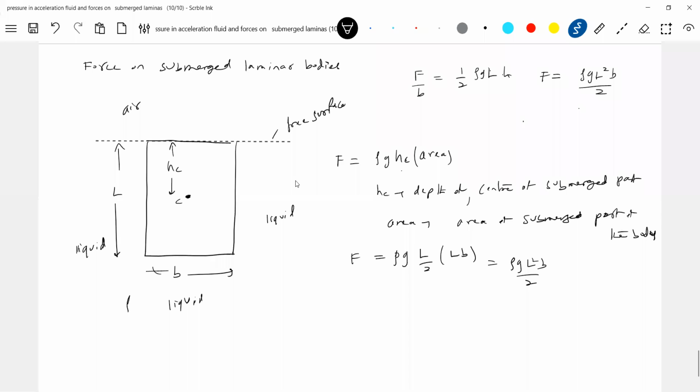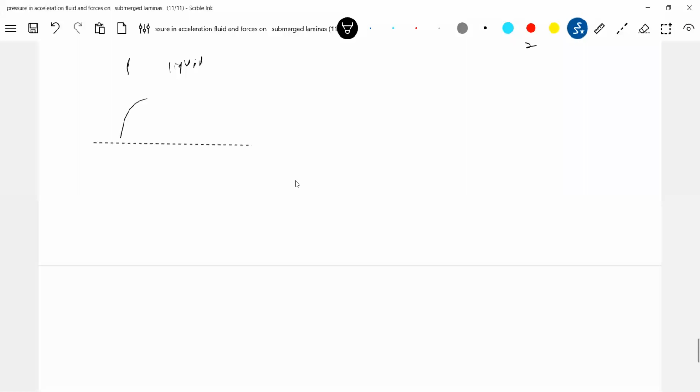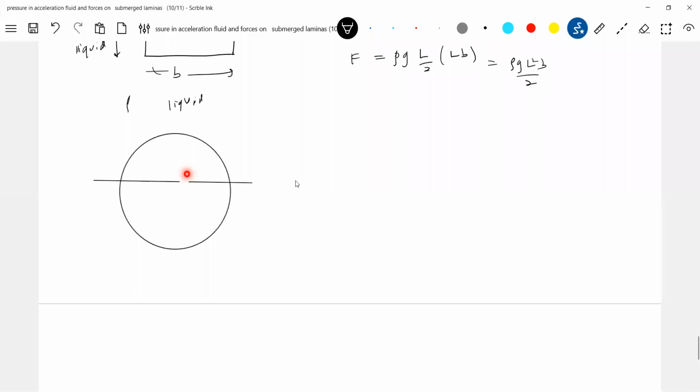How did I derive it? I just took the help of the rectangular plate. I'm generalizing. Now it's available for any other shape. So what is it telling? Rho g HC, where HC is the depth of the center of the submerged part, and area is the area of the submerged part of the body. Let's take another example. Let's take a circular disc. I'm not sure whether these things are in the syllabus or not, but we are comparing things.